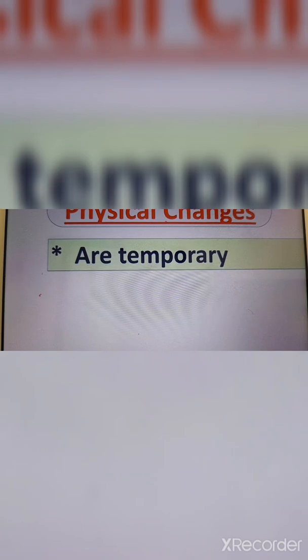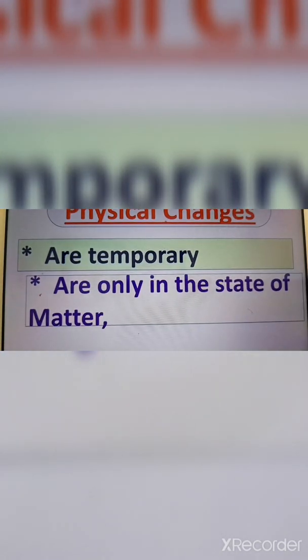As from the name, only the physical appearance of the matter changes, not the chemical. Let's have some important points of physical changes. They are only in the state of matter.